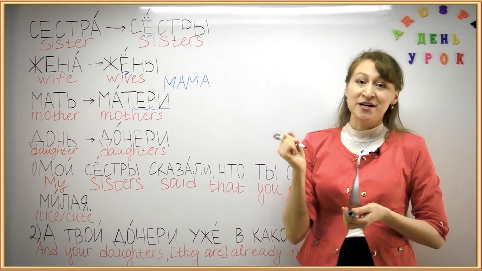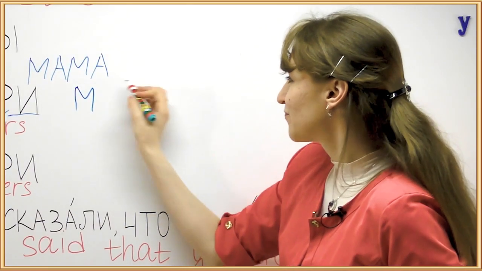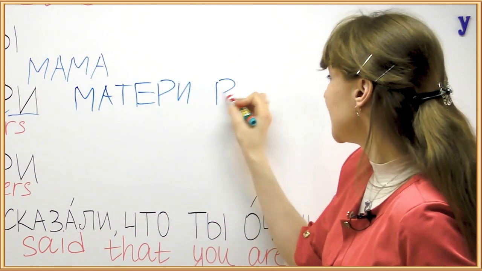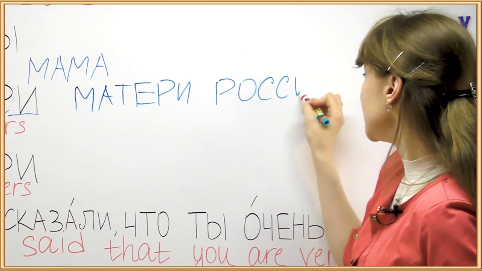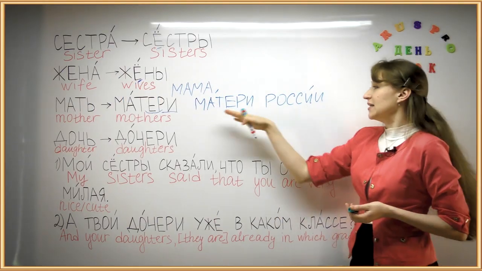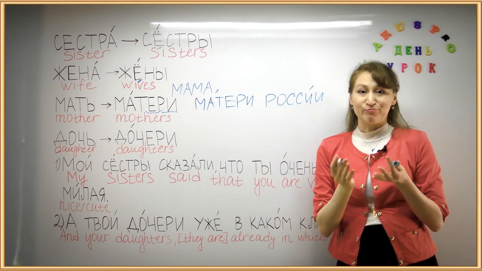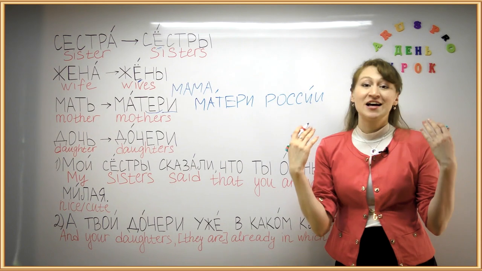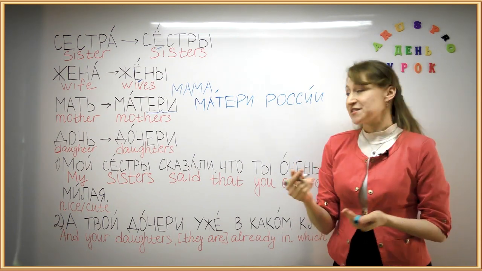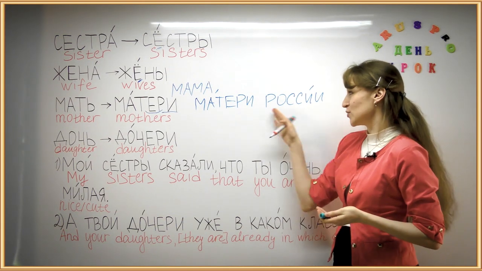For example, in Russia, we have an organization, Матери России. Матери России, literally Mothers of Russia. So this is an organization that defends the rights of mothers in Russia. I'm sure you have something like this in your country as well.